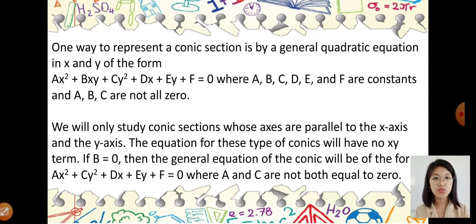And if b is equal to 0, then the general equation of the conic will be of the form ax squared plus cy squared. Kung mapapansin nyo, nawala yung bxy dun sa general quadratic equation. And ito na yung magiging equation natin. Ax squared plus cy squared plus dx plus ey plus f is equal to 0, where a and c are not both equal to 0.